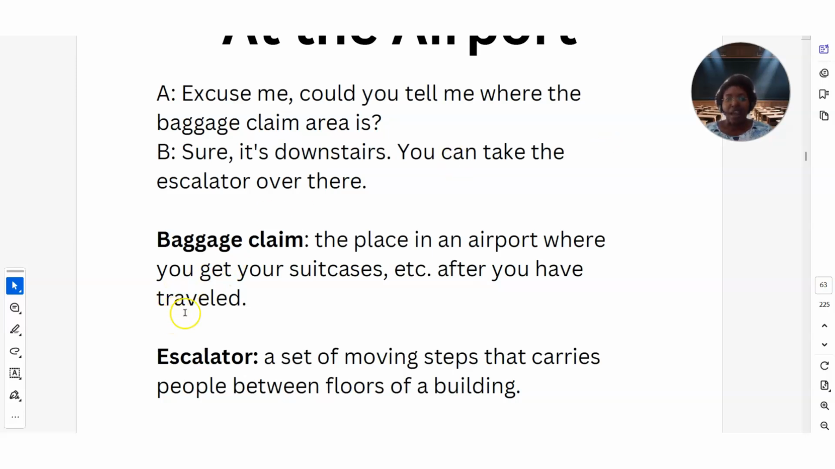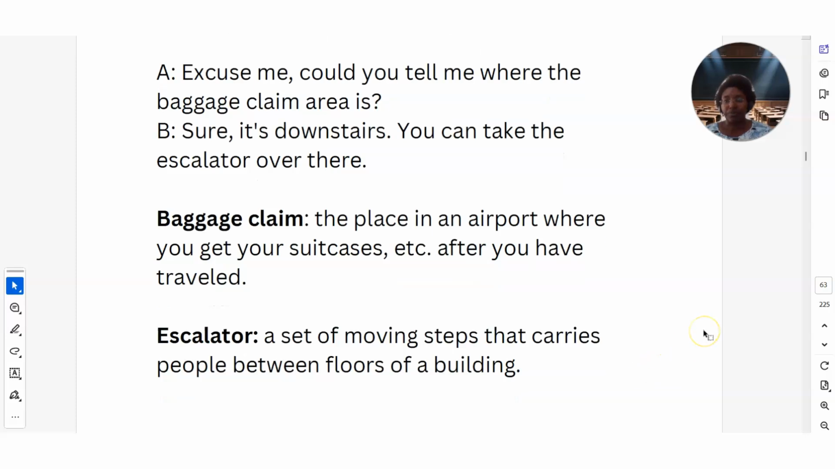The next one, do you know escalator? So those are the moving stairs. It's escalator, not elevator, not moving stairs, not moving sidewalk or something else. It's escalator. It's a set of moving stairs that carries people between floors of buildings. So this is a very native-like conversation. Just two things, question and answer.